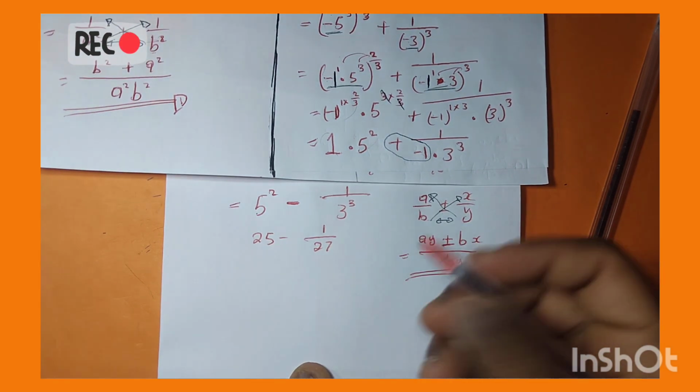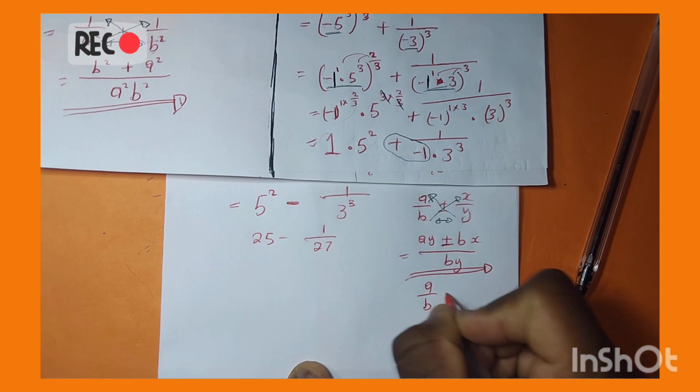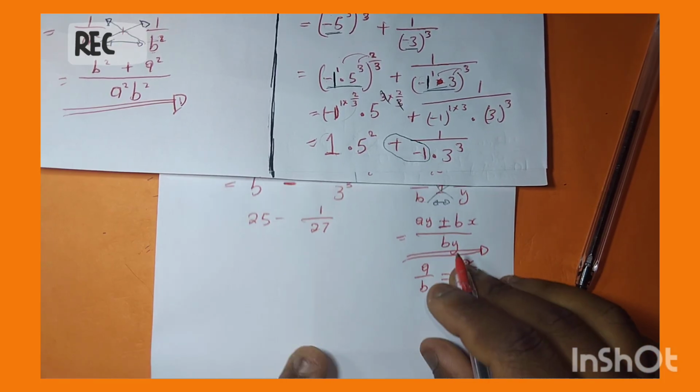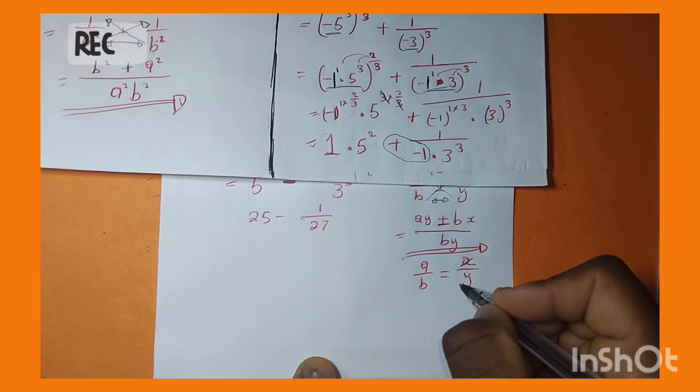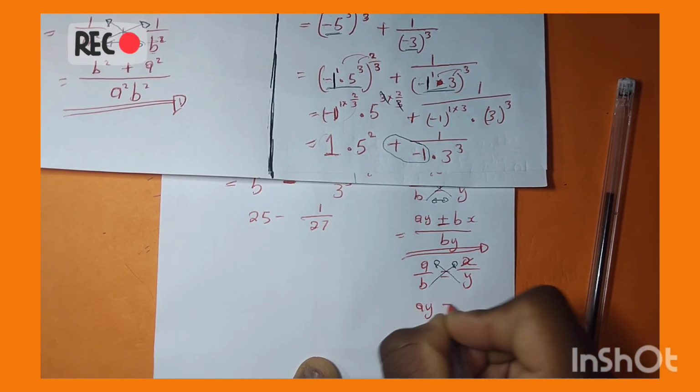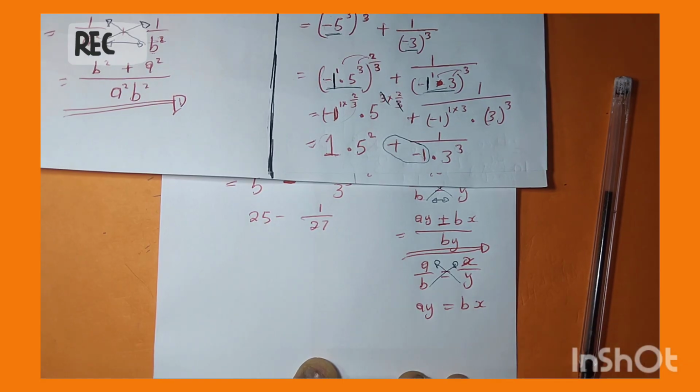Then if two fractions, guys, are separated by equals, there you apply a cross multiply. Meaning this multiplied there, this multiplied there, meaning this thing is ay, which is equal to bx there. Do you see this thing?